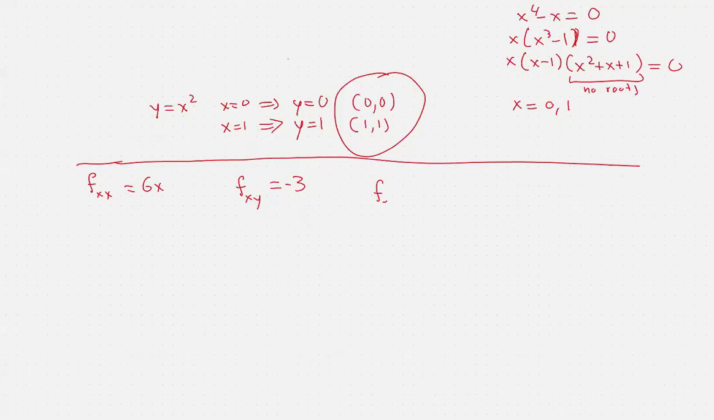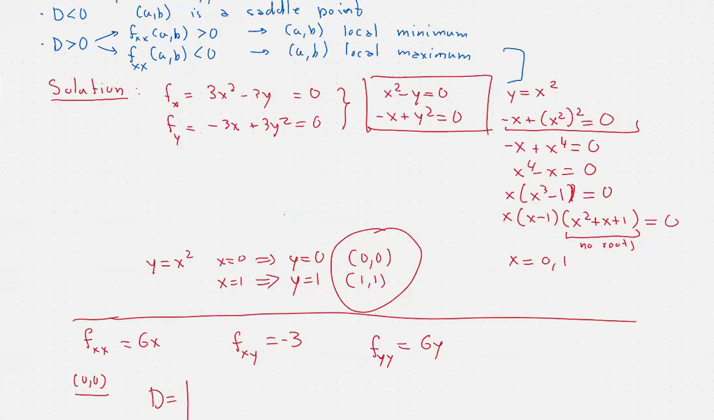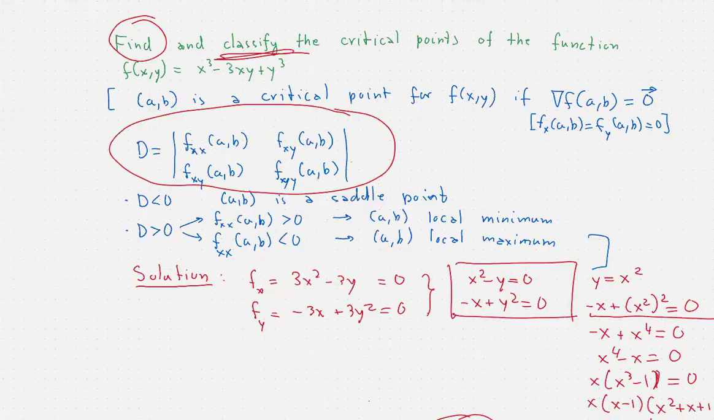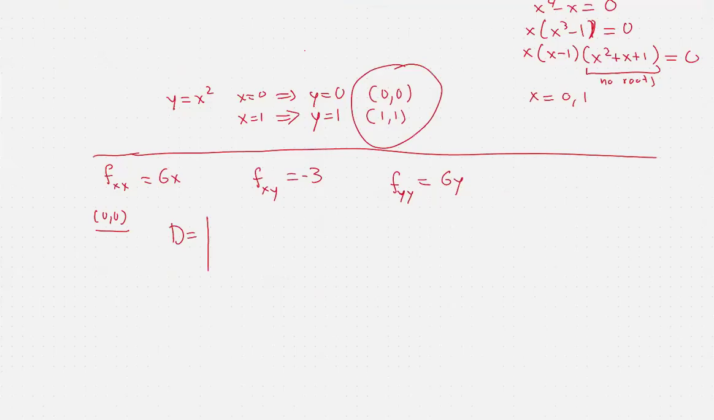Okay, so now let's work with the point (0, 0). What is D? Here is D. So that means that we will have f_xx at (0, 0), which is 0 here, and 0 here. So we get two zeros on the main diagonal, and −3 and −3 here. That gives us −9, which is less than 0. And this means that this is a saddle point.